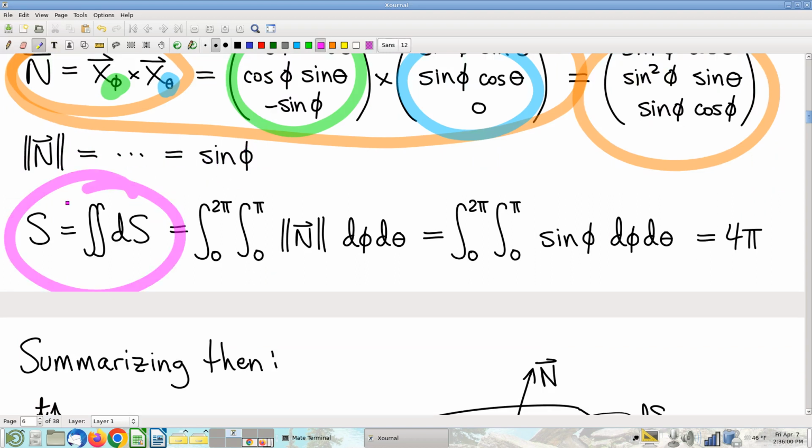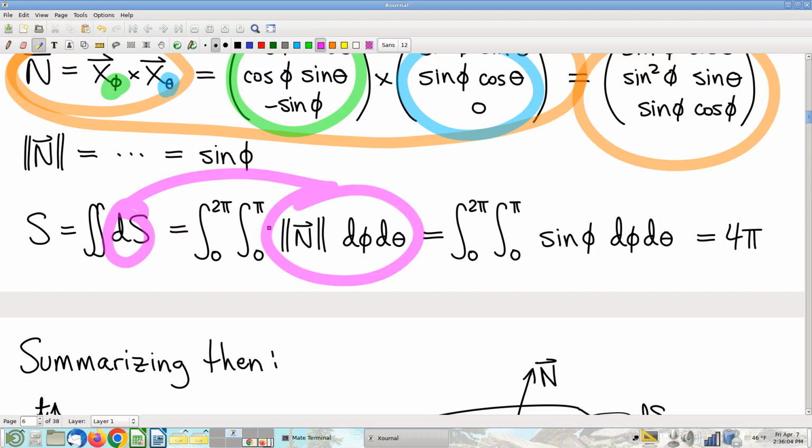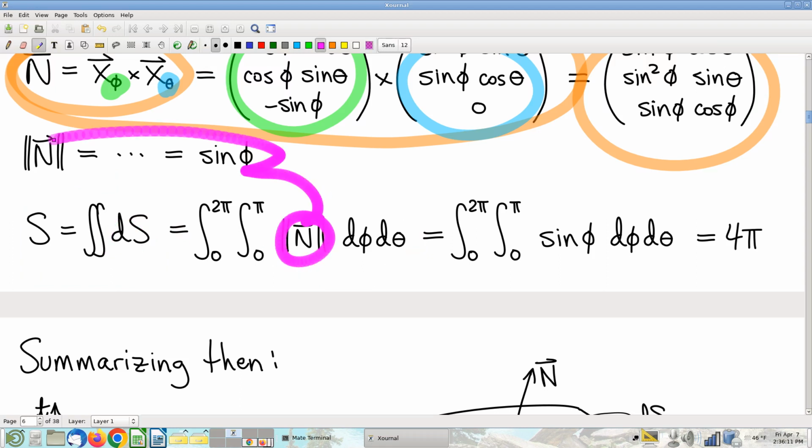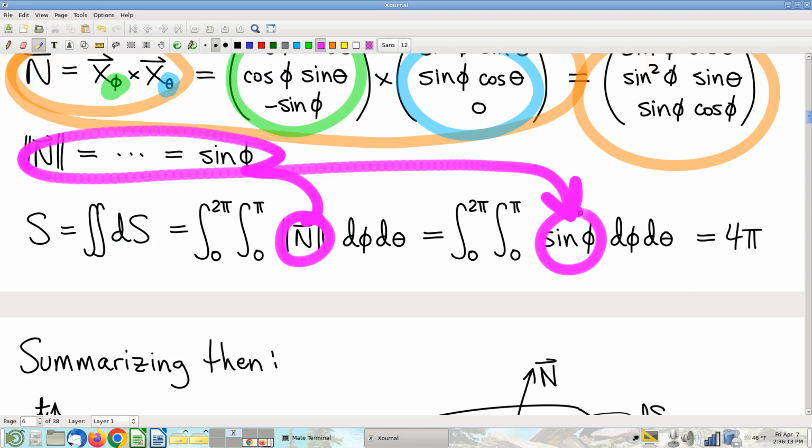Area: the whole is the sum of the parts. Each little piece of area is stretching factor times d phi d theta. The stretching factor we just computed. And that gives you then an easy integral and gets us to the correct answer that we knew we had. So there you go, 4 pi.